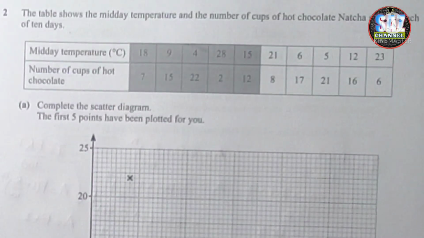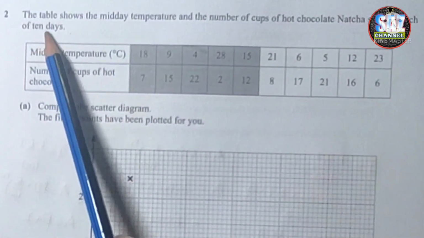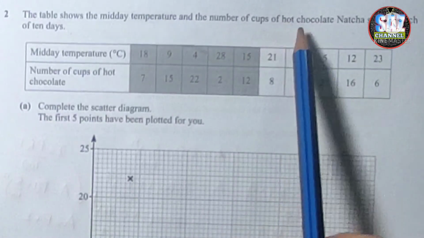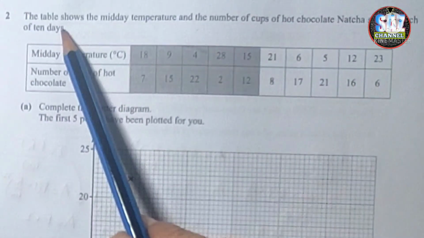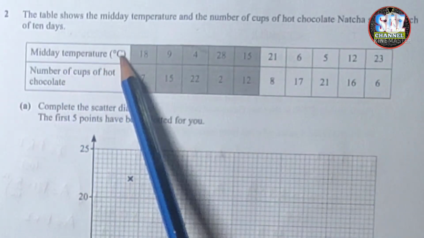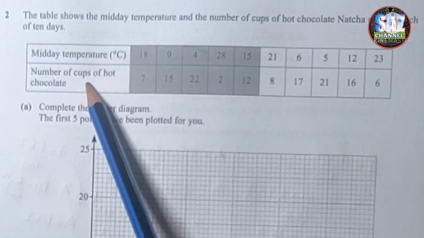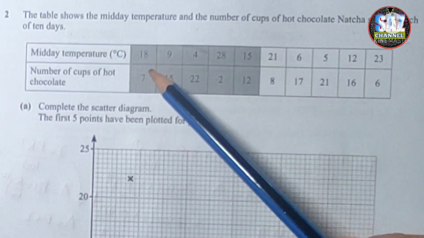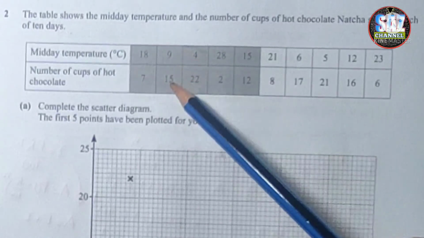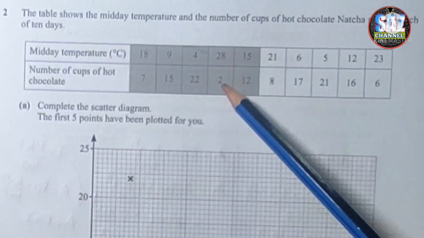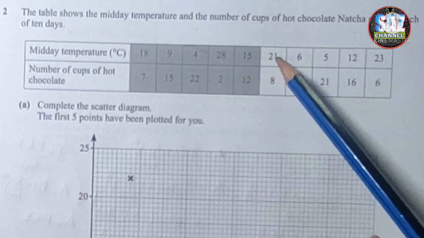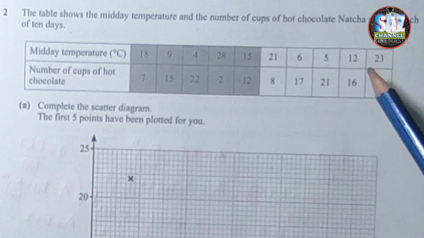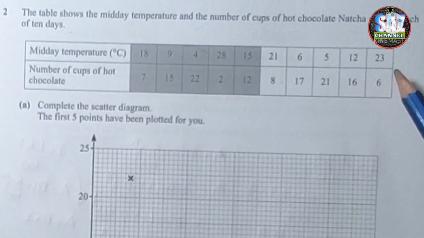Okay, let's read the next question. Question 2 says the table shows the midday temperature and the number of cups of hot chocolate Nacha sells on each of 10 days. Midday temperature in degrees centigrade and number of cups of hot chocolate: if the temperature is 18 degrees, the number of cups is 7. For 9, this is 15. For 4, 22. For 28, 2. For 15, 12. For 21, it's 8. For 6, it's 17. For 5, 21. For 12, 16. And for 23, this is 6.